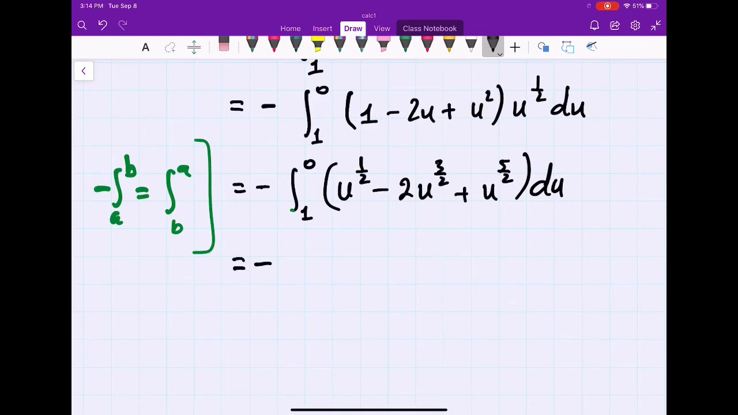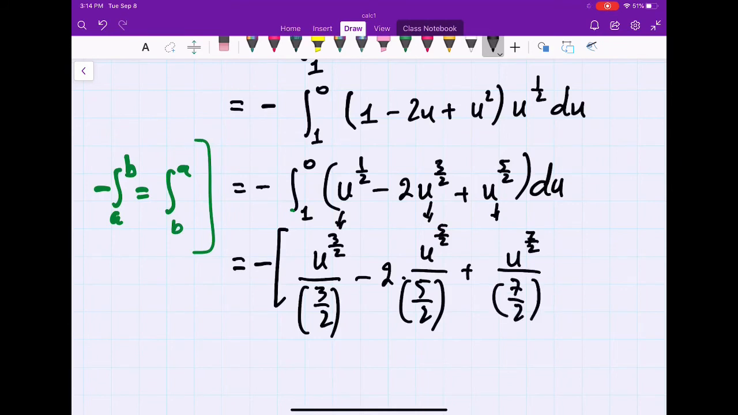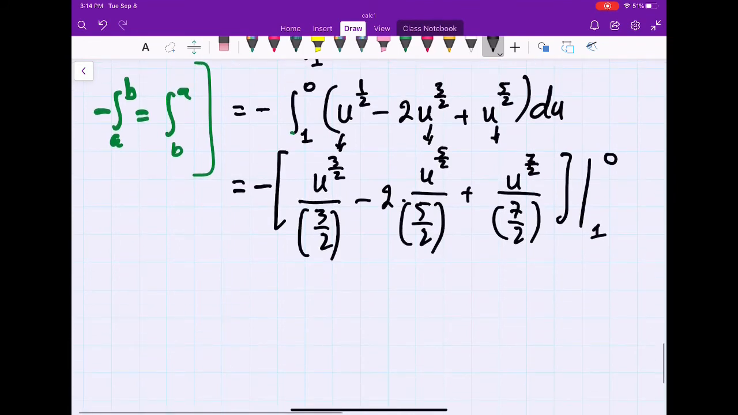So you have the negative in here. This first term gives you u to the 3/2 divided by 3/2. Minus 2 times this term gives you u to the 5/2 divided by 5/2. And this gives you u to the 7/2 divided by 7/2. Evaluate from 1 to 0. The function is 0 when u equals 0, which is good. So we just need to evaluate the function at 1. But we have to be careful with the sign.